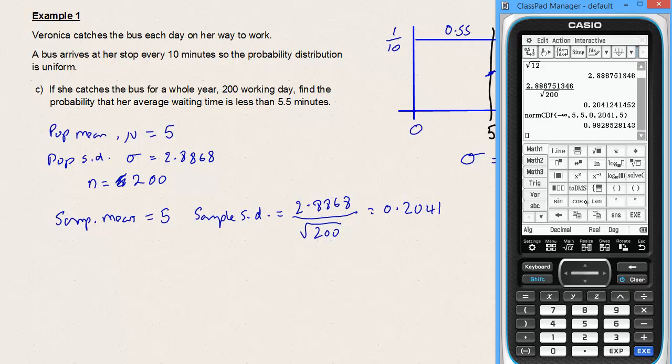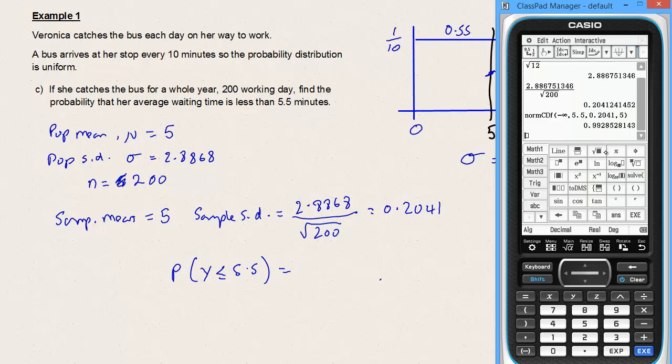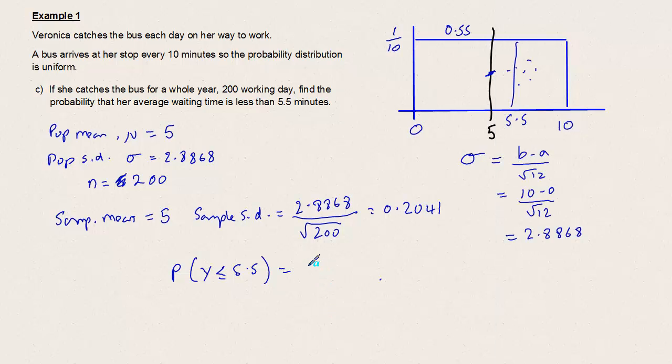Execute that, 0.9929. So that's the probability that y is less than or equal to 5.5, which was 0.9929, where y, of course, this time was a normal with mean 5 because that was the mean, but 0.2041 squared.